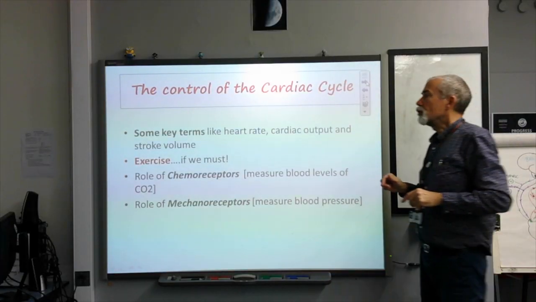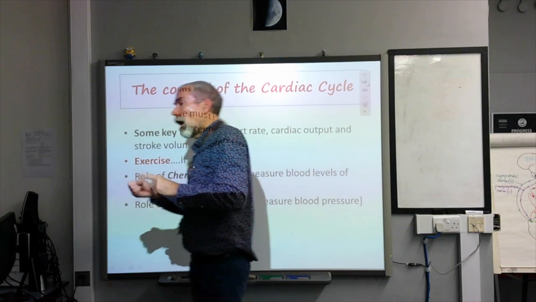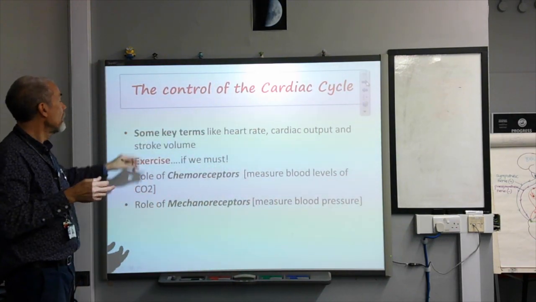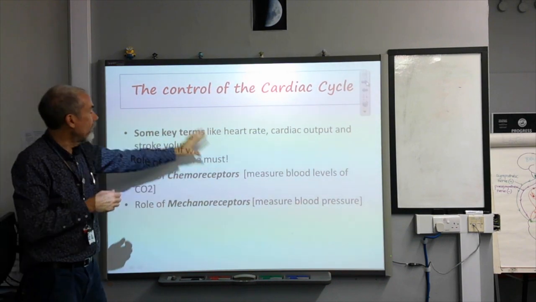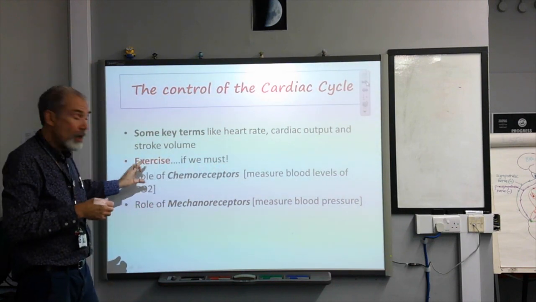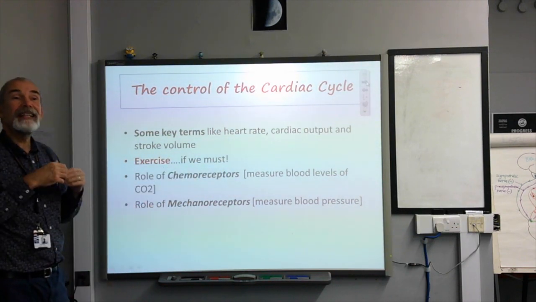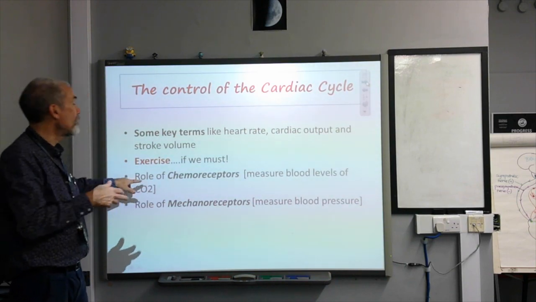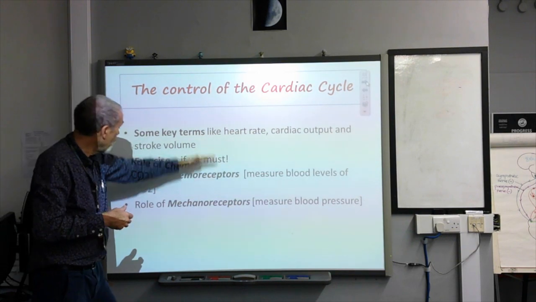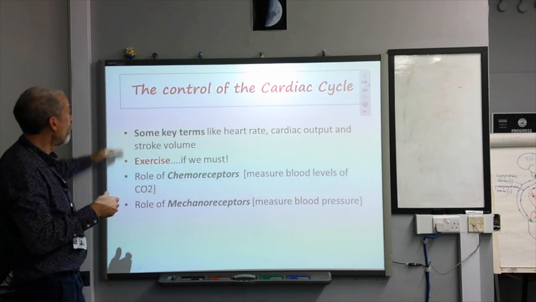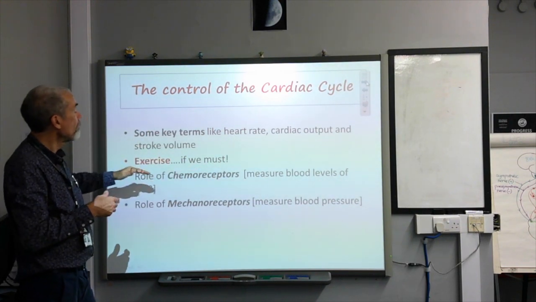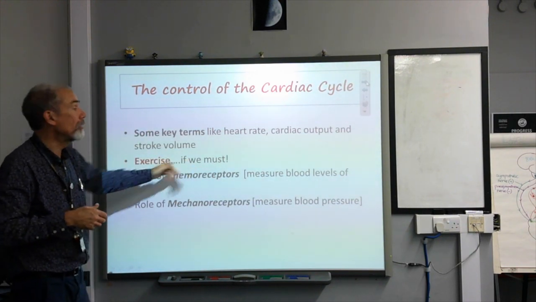So first of all, we're going to look at some key terms. We're going to look at things like heart rate. What does that mean? What does cardiac output mean? What does stroke volume mean? Then we're going to have a look at exercise, and in particular the role of these things called chemoreceptors, which basically measure the levels of carbon dioxide in your blood. So this little seminar is going to be about the first part, how the heart responds to exercise when carbon dioxide levels are building up.